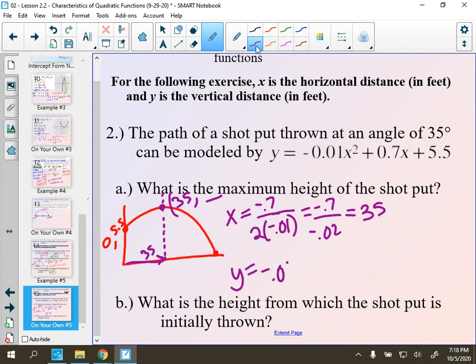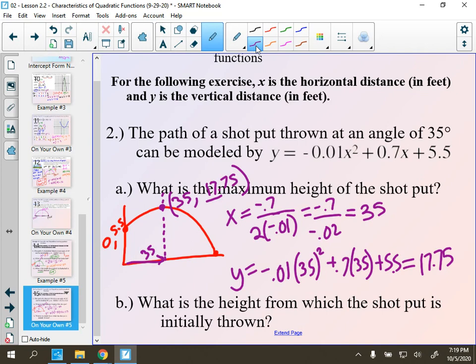Negative 0.01 times 35 squared plus 0.7 times 35 plus 5.5. Holy cow. Let's do it. 35 squared times negative 0.01 plus 0.7 times 35. I don't have this written out. I'm doing it right with you. So plus 5.5. I'm getting 17.75, which again seems reasonable. Believe it or not, I used to throw the old shot put, so it seems like a relatively believable height there, 17.75.